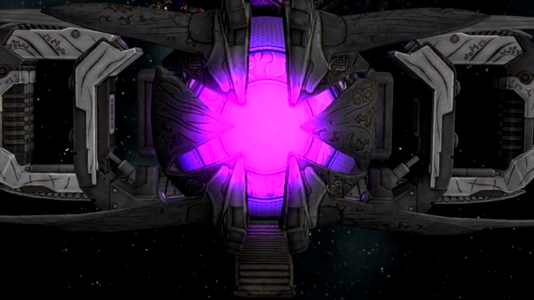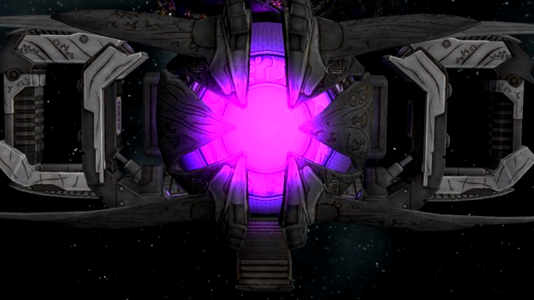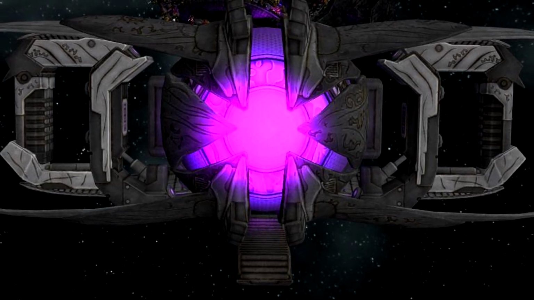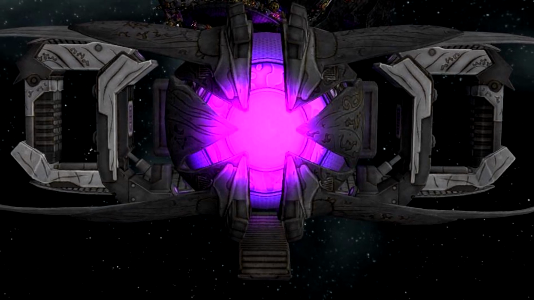So, those are Vector Prime's theories about the origin of the Dark Spark. Since we'll ultimately never know the true origin of the Dark Spark, which one sounded most credible to you? Or do you have a different idea as to how the Dark Spark came about? Let me know in the comments below.